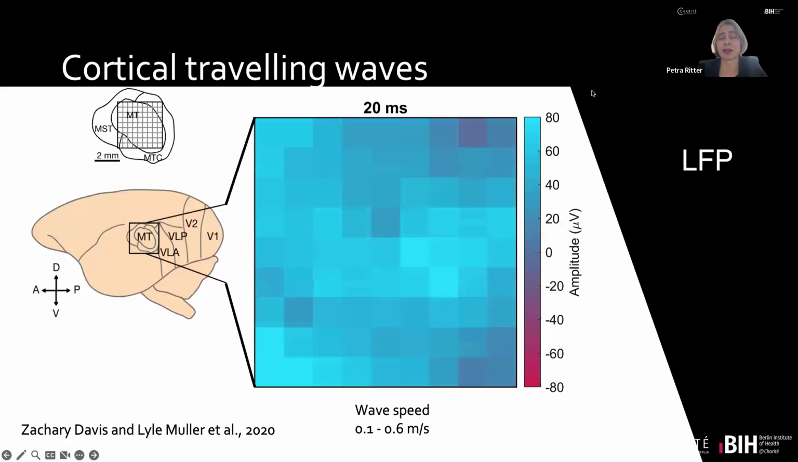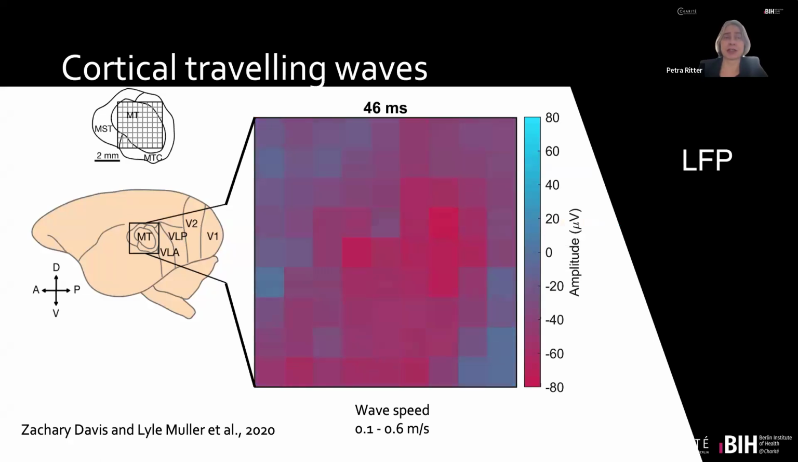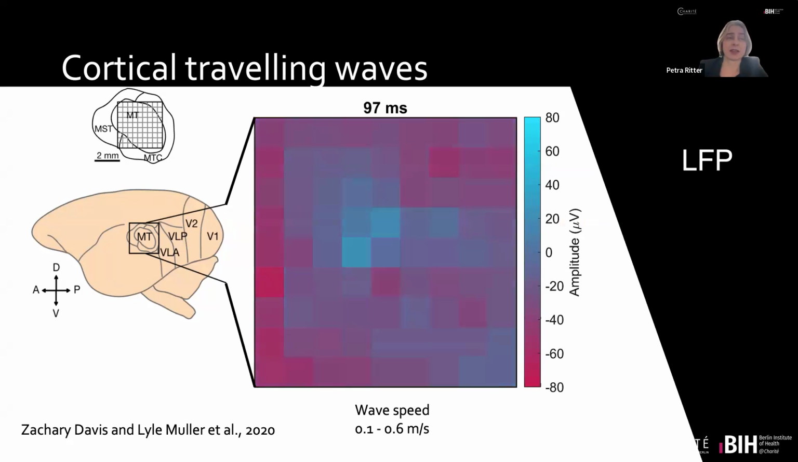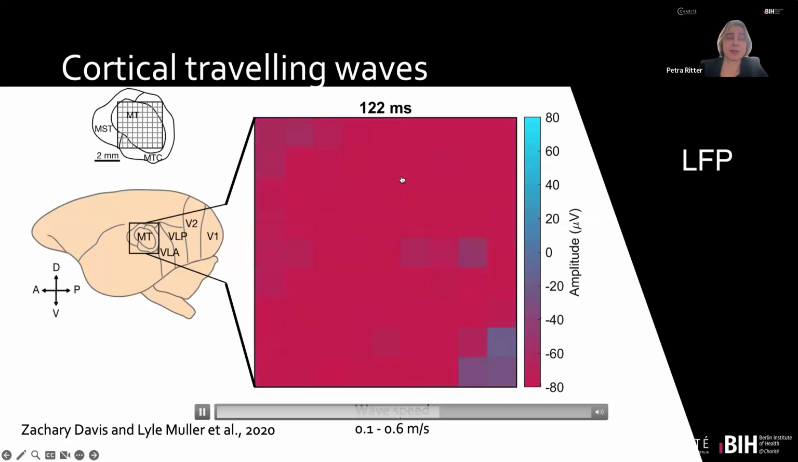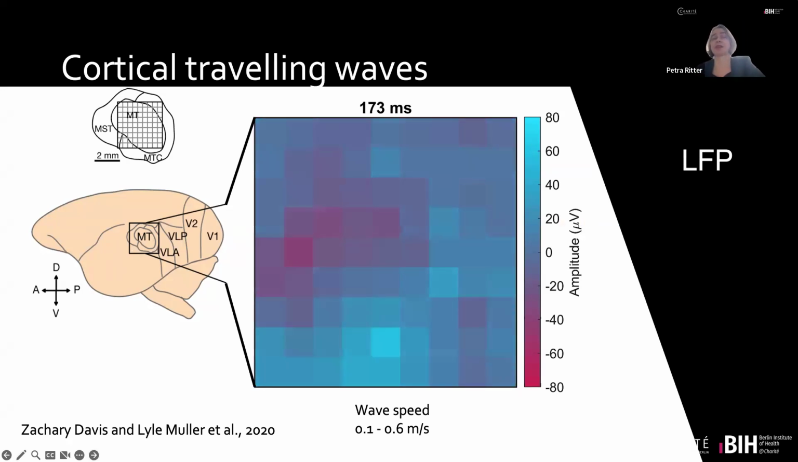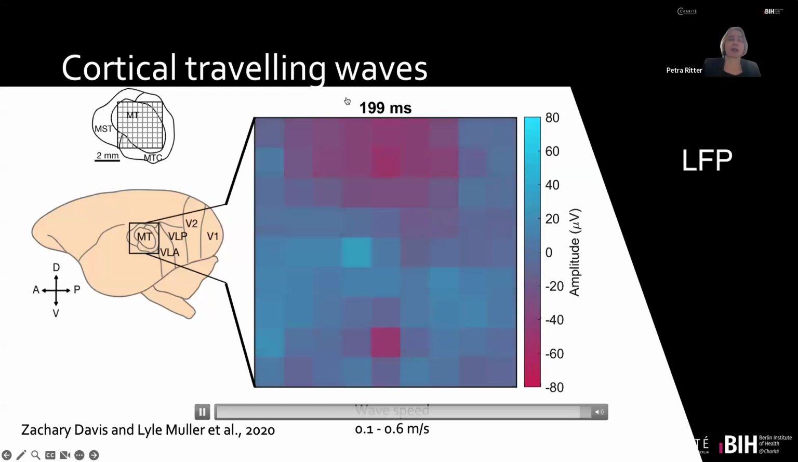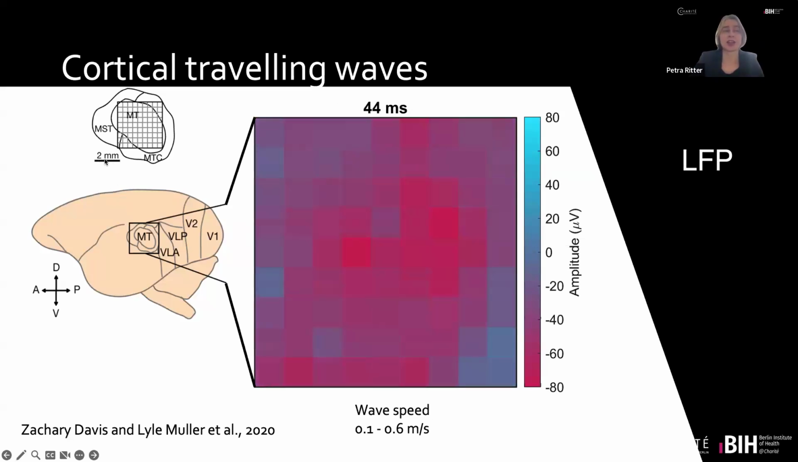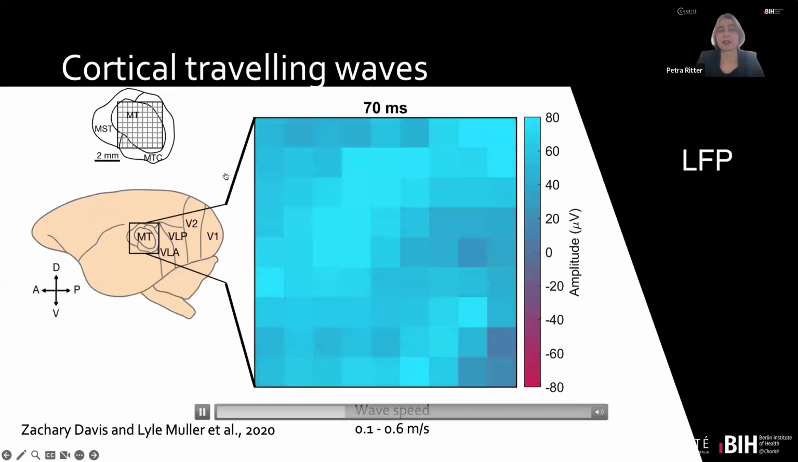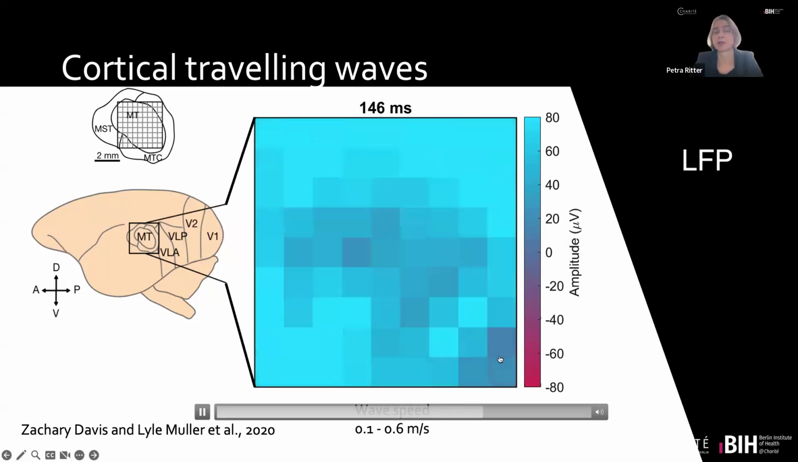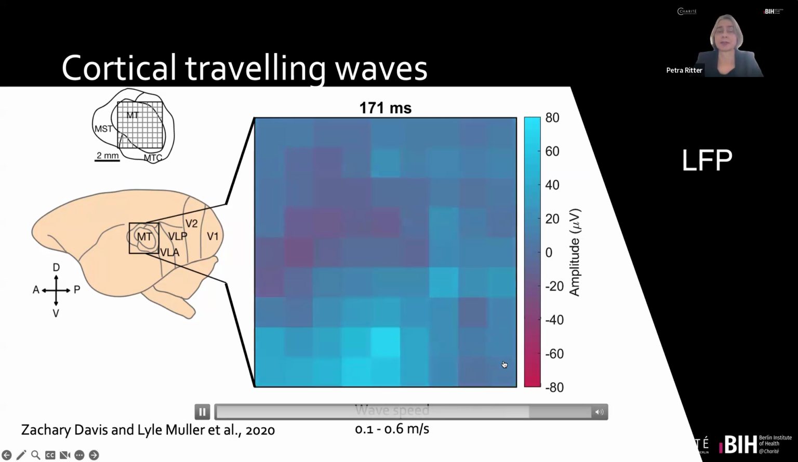So let's have another look at the traveling waves. Here you see an example of cortical traveling waves in the marmoset monkey in the area MT. And as you can see here, this is a very small section of the brain. The edge length is only 2 millimeters. And here you see a traveling wave going from the top left corner to the bottom right corner.